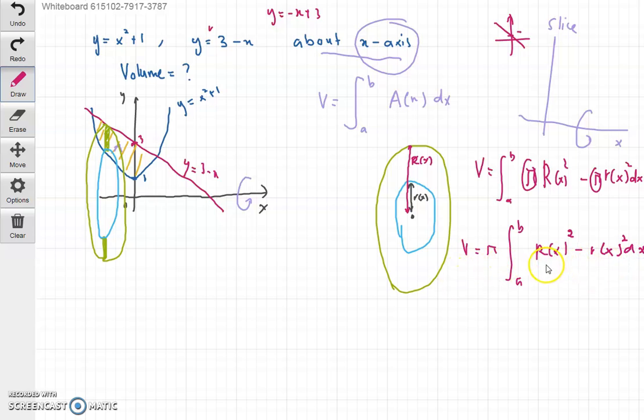So now let us try to see what is the value of R(x). But before that, I think it's better for us to put a limit there, a and b. We should know that because we deal with respect to x, the values of a and b here must also be related to x.